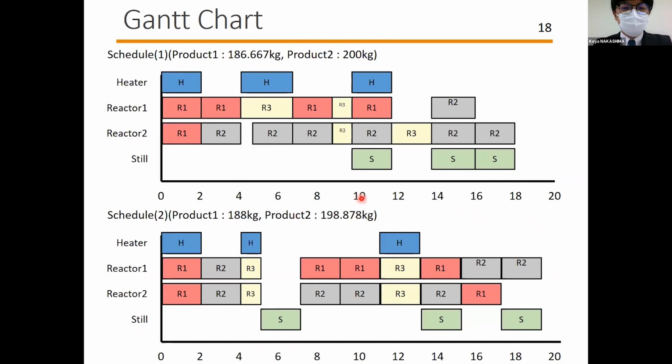Here are the 2 schedules we use for the comparison. Heat recovery design was performed for Schedule 1 and 2, shown in these 2 Gantt charts. Schedule 1 is the one with the highest evaluation among the individuals obtained in the simulation, and Schedule 2 is the one with the higher heat recovery by the heat storage tank.